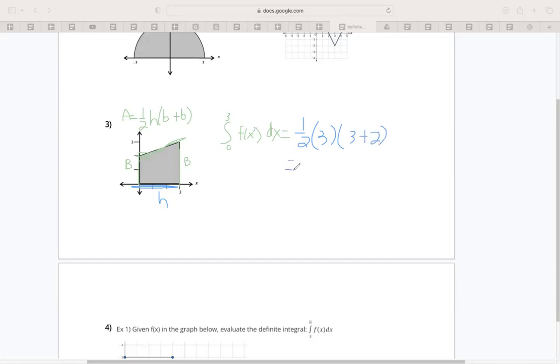So then if I do that, 1/2 times 3 times 5, that'll give me 7.5. Okay, so that is step number 4, which is find the area under the curve using geometric techniques. Okay, let's move on to number 2, which we have to split up.